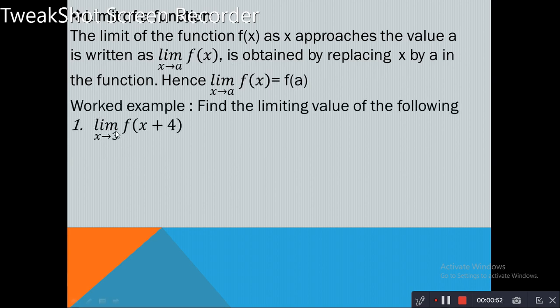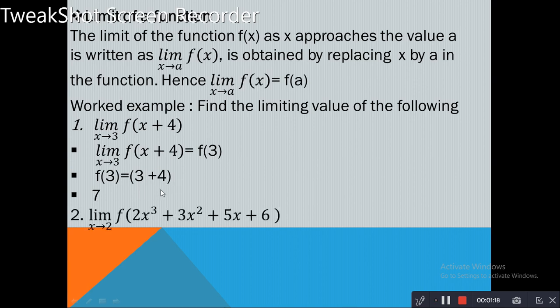Let's see the limit of the function f of x plus 4 as x approaches 3. This simply means finding the image of 3 under this function. So we are just going to replace x by 3 to get our answer. That is finding the image of 3 under the function. We put 3 where we see x, then we get 3 plus 4 giving us 7.